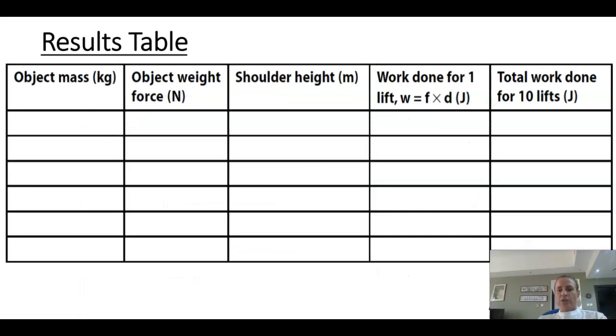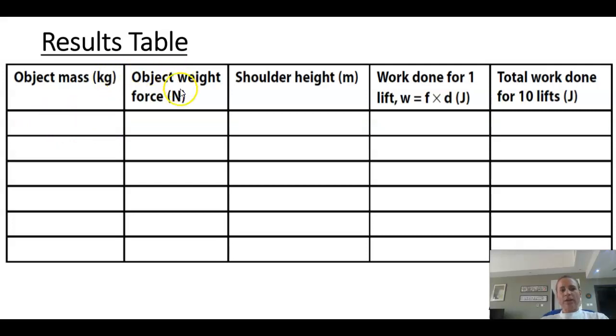So this is what you would do. You will copy this table. You'll use a pencil and a ruler to write this table in your book before you start your experiment. You are going to write down the mass of your first object, if it's a bag of sugar, if it's a water bottle, whatever that is.